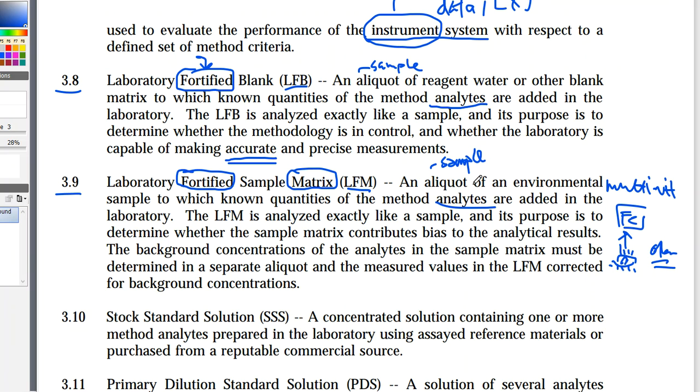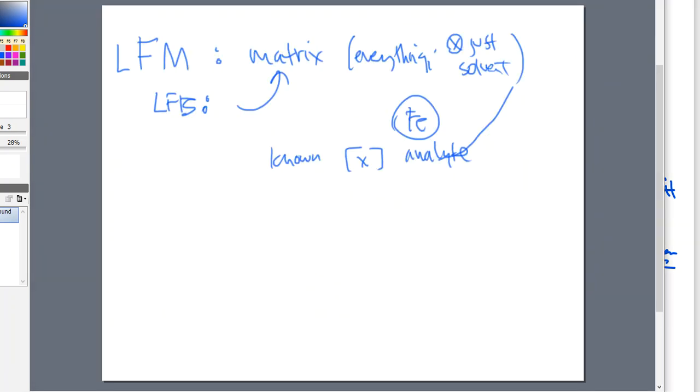So it says an aliquot of an environmental sample to which known quantities of the method analytes are added in the lab. What happens here is, let's say I go out to the river and I get a sample of water, and I bring that sample of water in, and I run the sample as it is. I run my sample, and I get a report. It's going to say, okay, based on your calibration curve and the instrument response, your sample has a concentration of 5 ppm. Again, whatever that means, right?